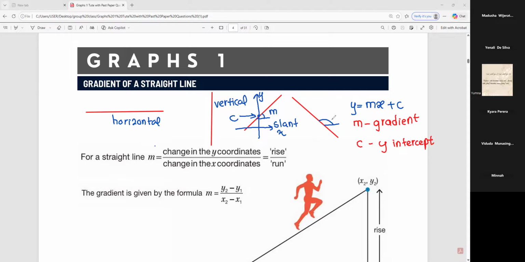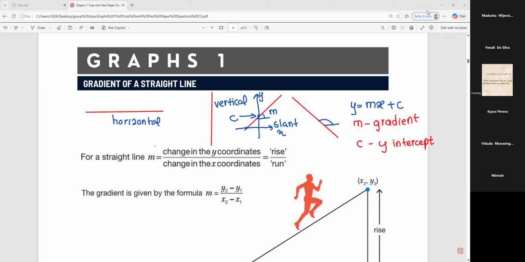Gradient is the angle which the line makes. Intercept is y-intercept, not x-intercept. X-intercept is where the line cuts the x-axis. This is x-intercept. But in the equation, there's only y-intercept. That is represented by C. Y-intercept means the point where it cuts the y-axis.